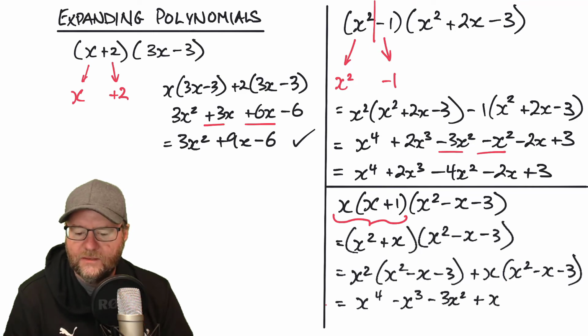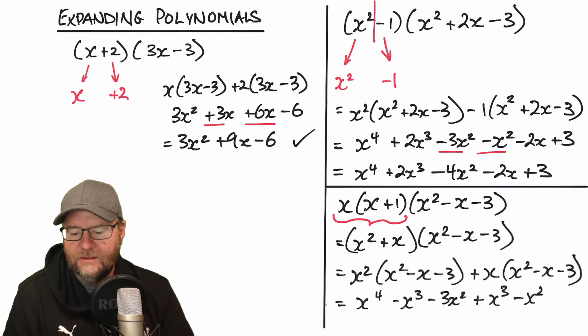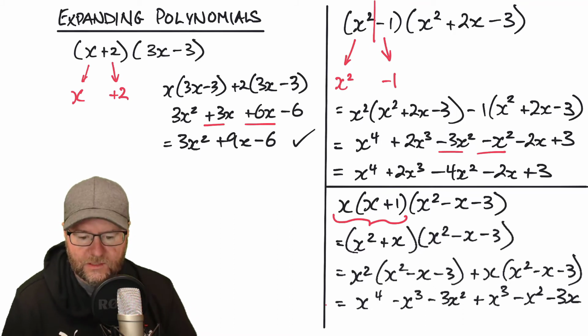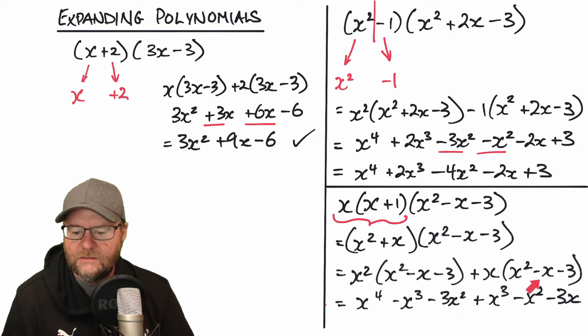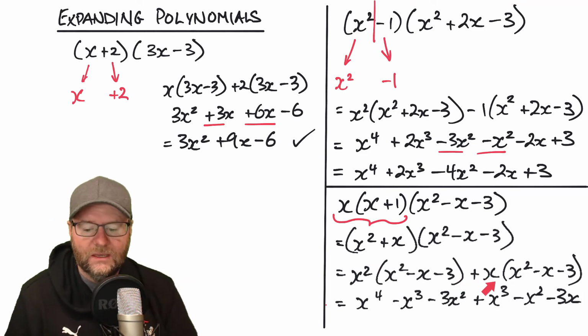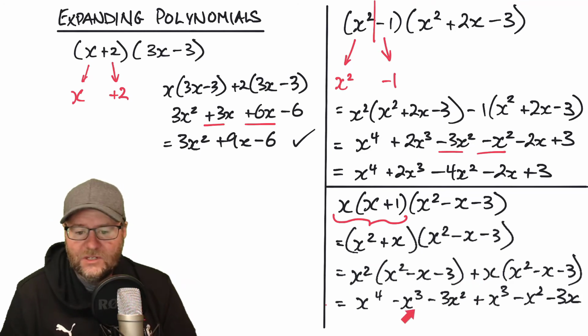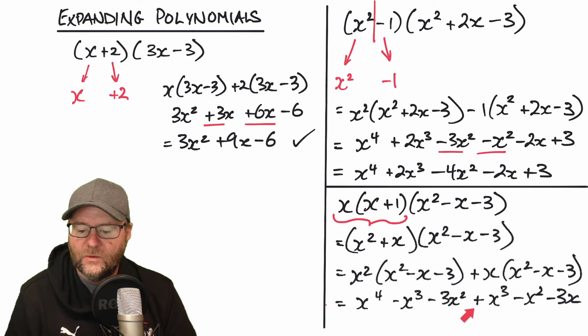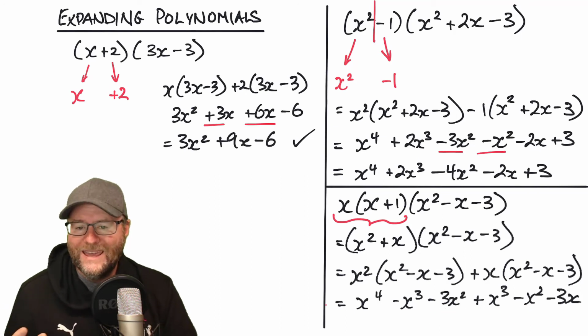I'll just keep working my way along. X times x squared gives me x cubed. Negative x squared, negative 3x. Hopefully you can pause if you need to and just see if there's anything in those multiplications that I maybe went a bit quick on. Last step, just like we did with all the others, is I look for any like terms. Having a look through here, my like terms in this case, I've got a negative x cubed and a positive x cubed. I've also got a negative 3x squared and a negative x squared. So there's two pairs of like terms that I need to tidy up.